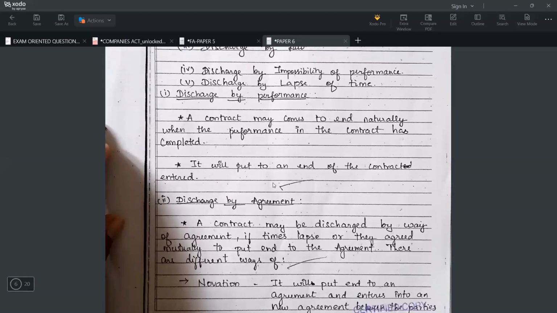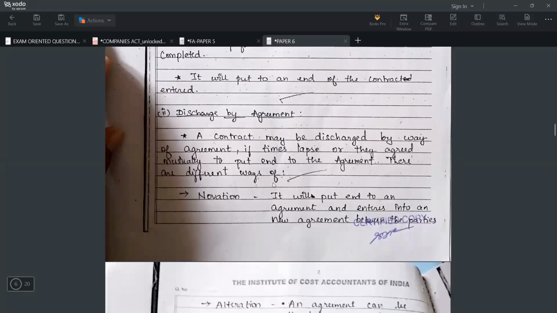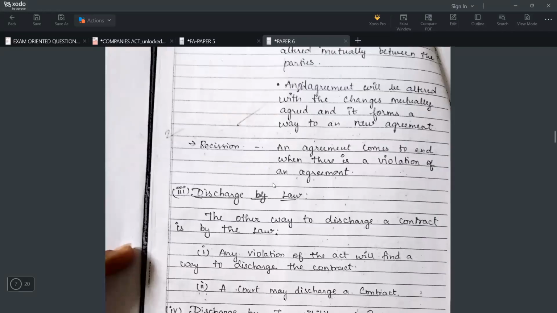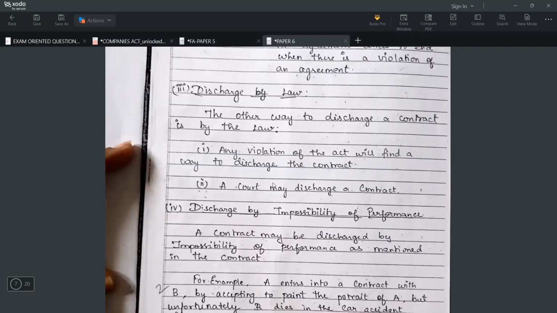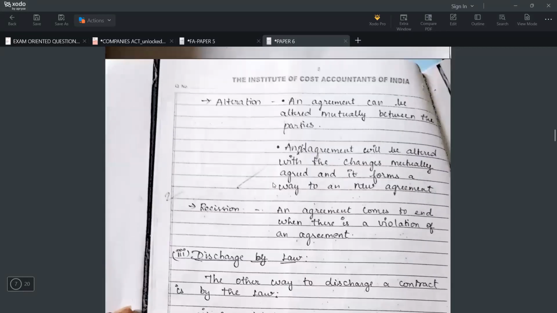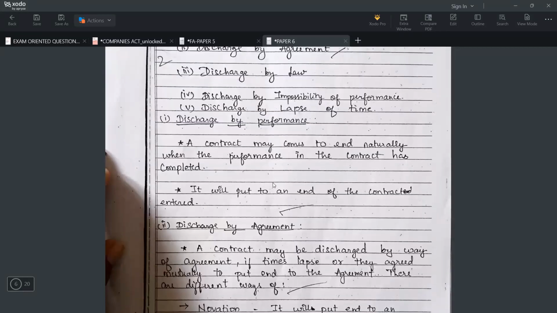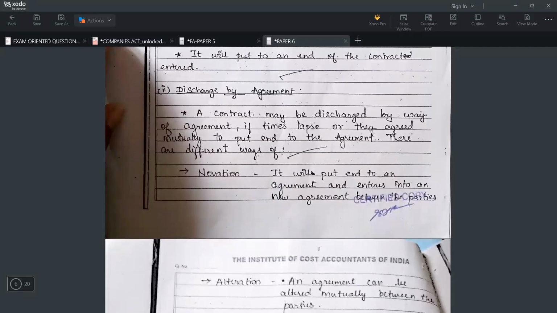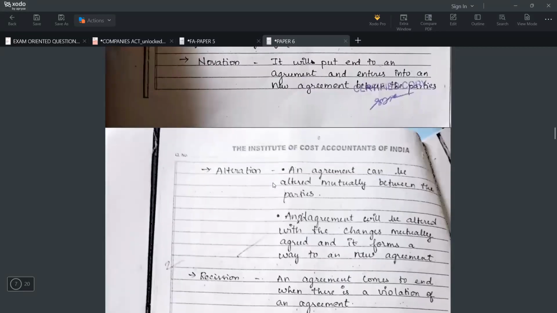For the discharge of performance, what I know, what I conceptually understood, I have written. For the discharge of agreement, I have written. Okay. Discharge by law, each and everything I have written is only in points. None of them is in paragraph type. Each and everything which I have written in the direct question is pointwise.